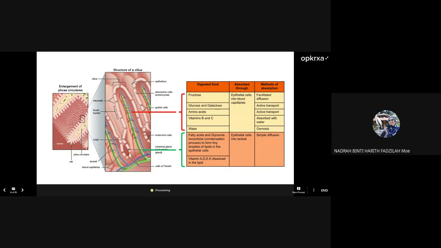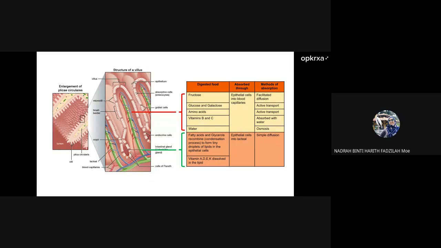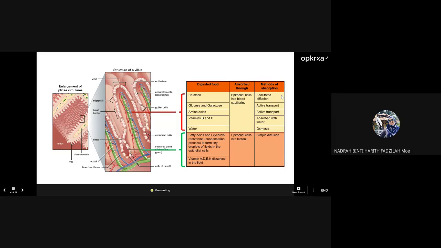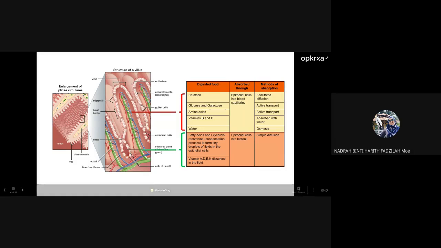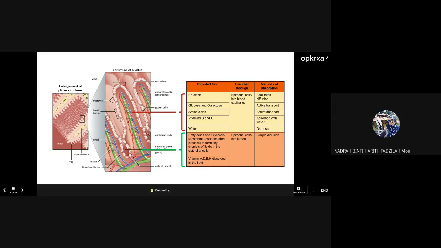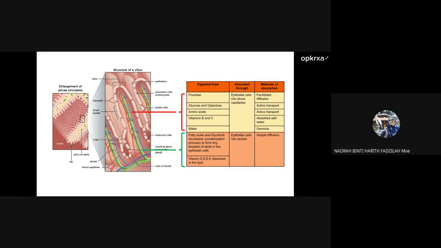How do they move out of the epithelium into the blood capillary? Untuk fructose, they will have to use facilitated diffusion. For glucose and galactose, have to use active transport, same as amino acid. While vitamin B and C, since they are substances that can dissolve in water, will move along or be absorbed with water. And of course, water bila nak masuk blood capillaries via osmosis lah.